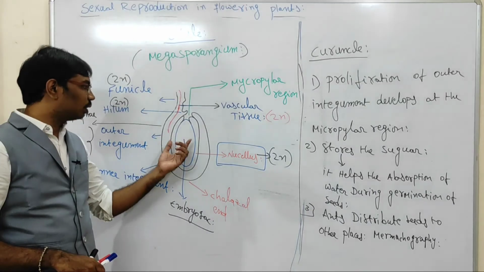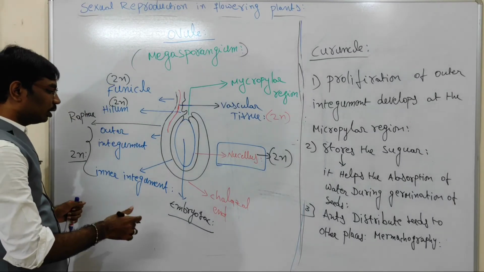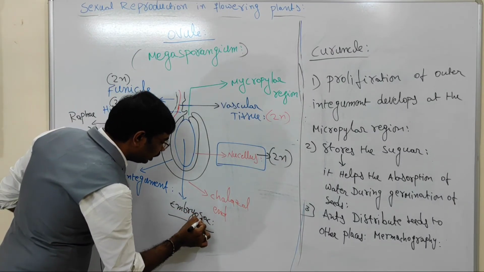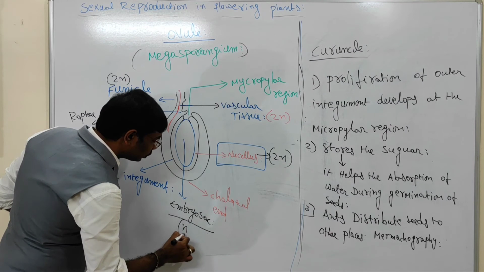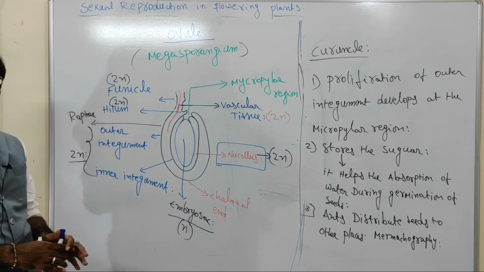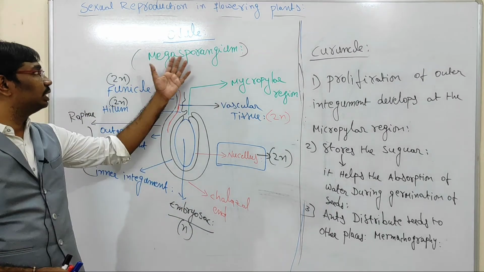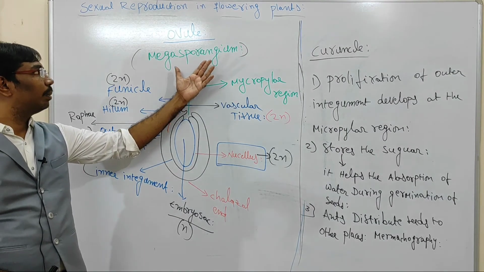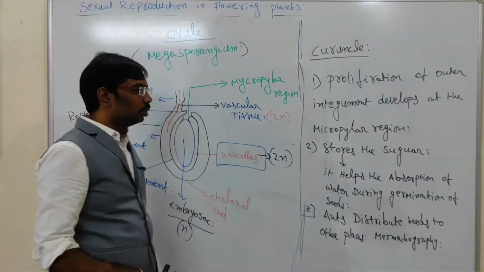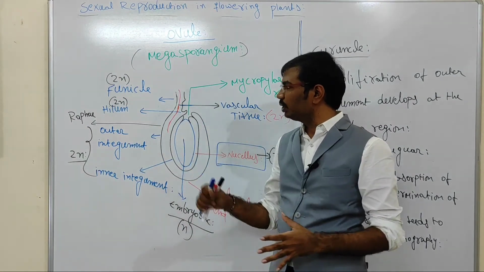What is the ploidy of the embryo sac? The embryo sac ploidy is haploid. So the embryo sac is present in the haploid condition. So this is about the ovule or megasporangium structure. Students, this is the information given.